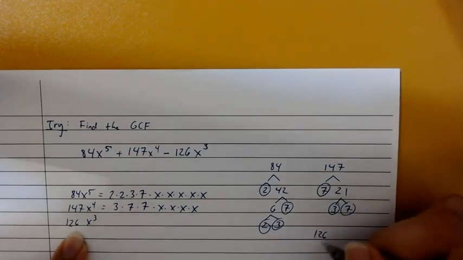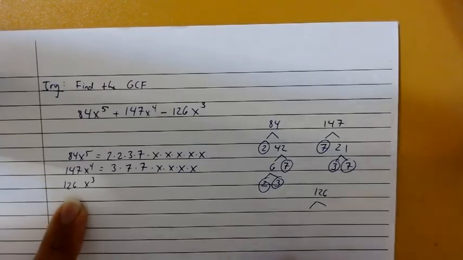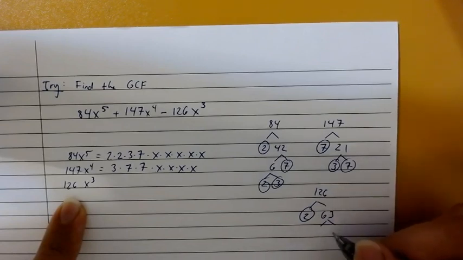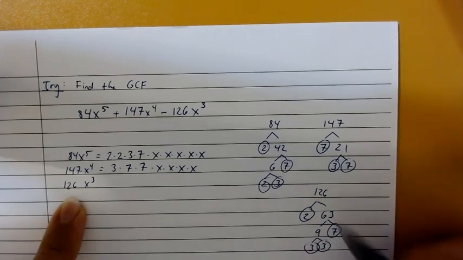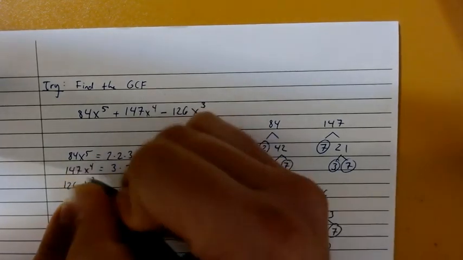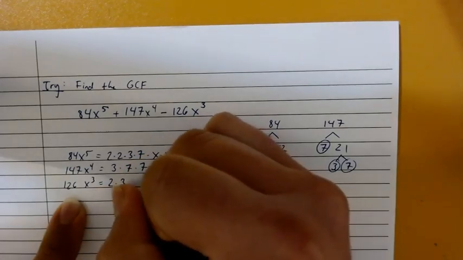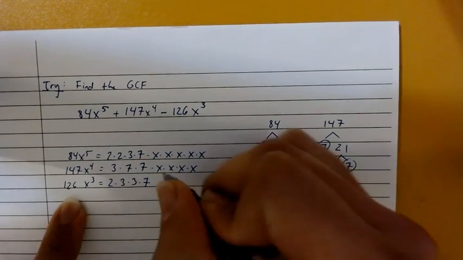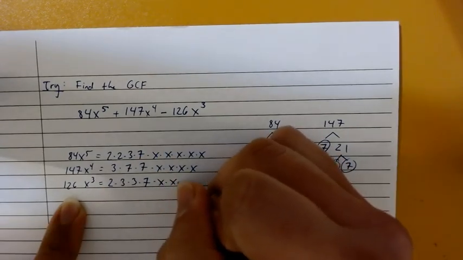Finally, 126. Well, let's see, that's an even number. So that's 2 times what? 63. Oh, and 63 is, what is that? 9 times 7 is 63. 7 is a prime number, but the 9 can be factored as 3 times another 3. So 126 is 2, 3, 3, 7. 2 times 3 times 3 times 7. And then the x to the 3rd has 3 copies of x multiplied together.